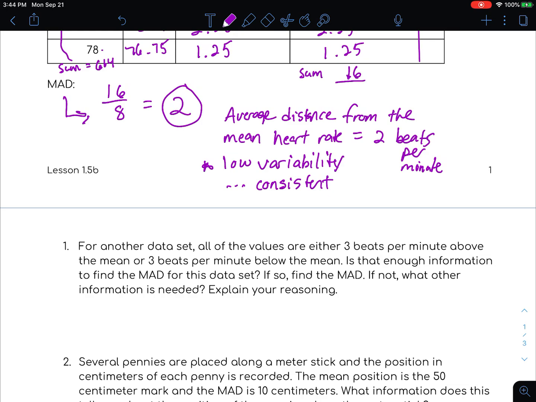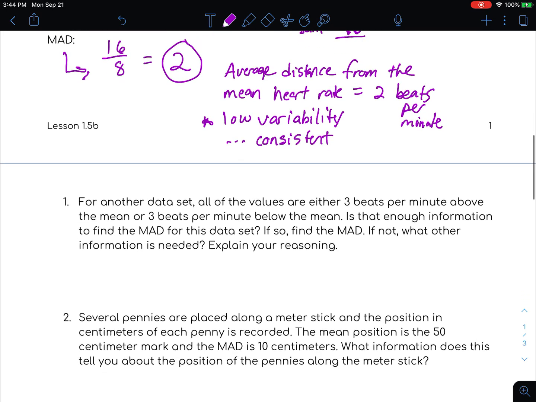All right, so let's answer some questions about that, or think about that. For another data set, all the values are either 3 beats per minute above the mean or 3 beats per minute below the mean. Is that enough information to find the MAD, find the mean absolute deviation for this data set? If so, find the MAD. If not, what other information is needed? Explain your reasoning. Well, at first it kind of seems like, well, isn't that enough? Like the MAD seems to be 3.